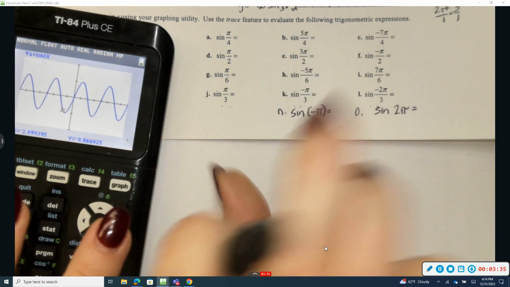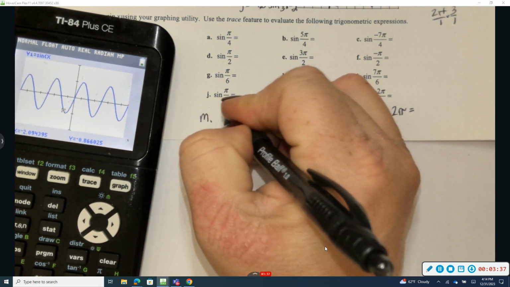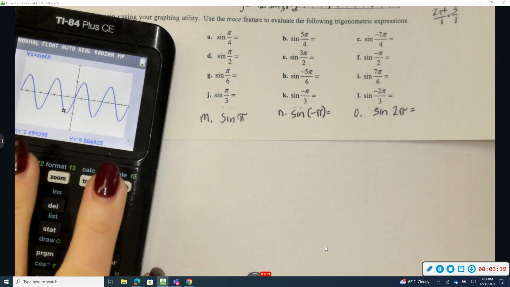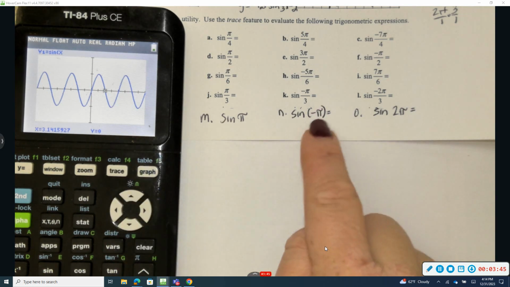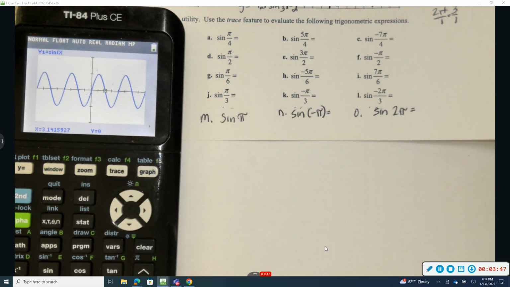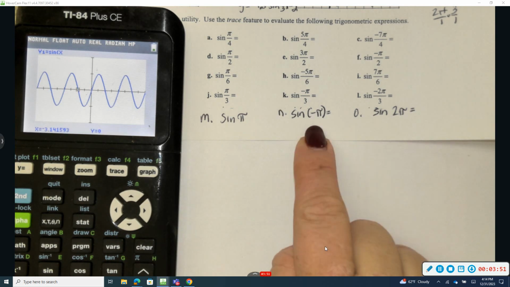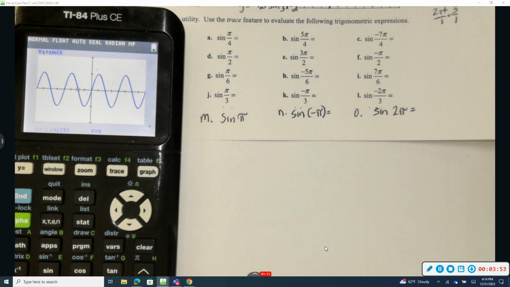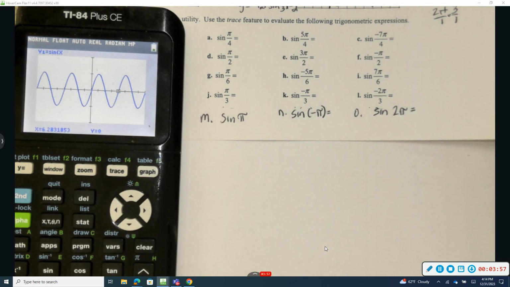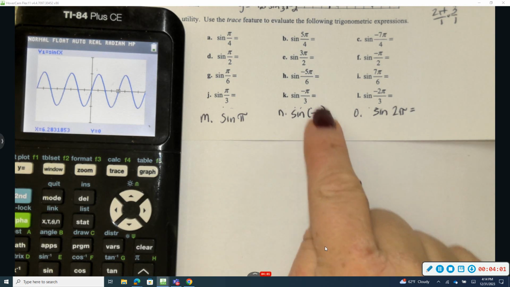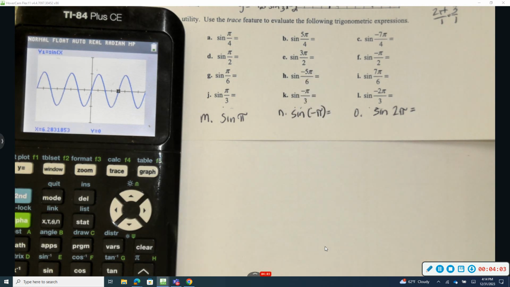It looks like it was cut off. So M should be on your paper. That's going to be the sine of pi. And we have an answer of 0. Let's go on to N. Negative pi gives us an answer of 0, and let's do 2 pi. We also get an answer of 0. And we're going to learn later on as we move through this unit why many of these repeat the output value.